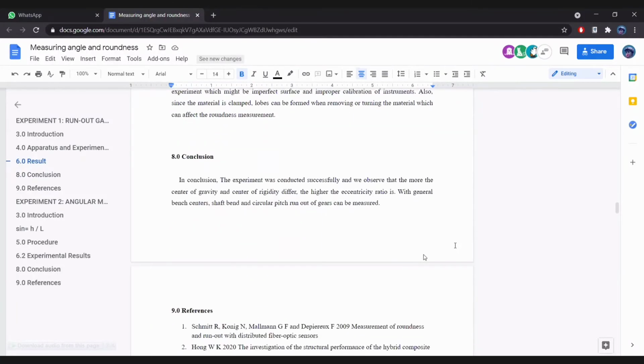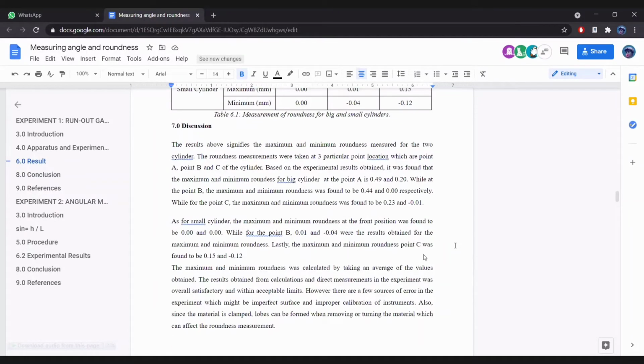The maximum and minimum roundness was calculated by taking the average of the values. From the result obtained from the calculation, the overall experiment reading was satisfactory, and I think it is acceptable. However, there are a few sources of error in this experiment, which is the improper calibration of the instrument. Also, since the material is clamped, lobes can be formed when removing or turning the material, which can affect the roundness measurement. So I think that's all from me.